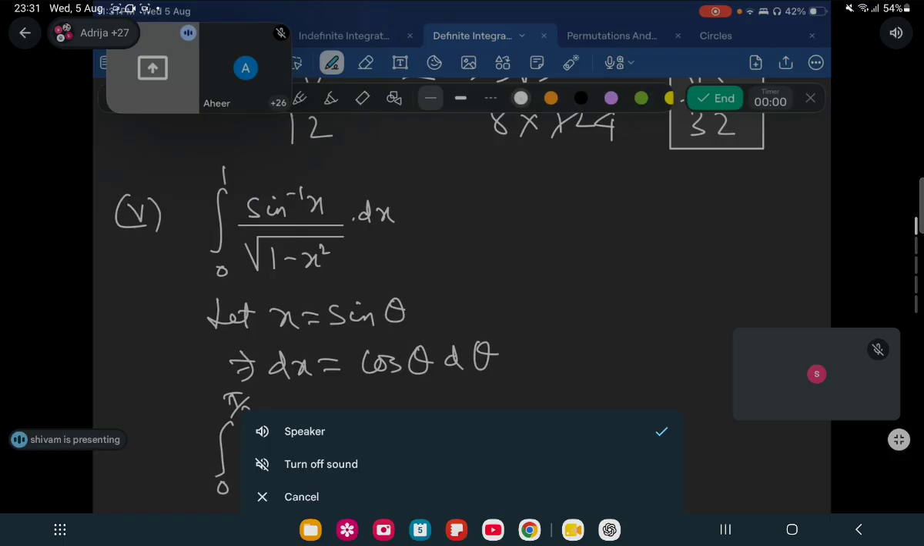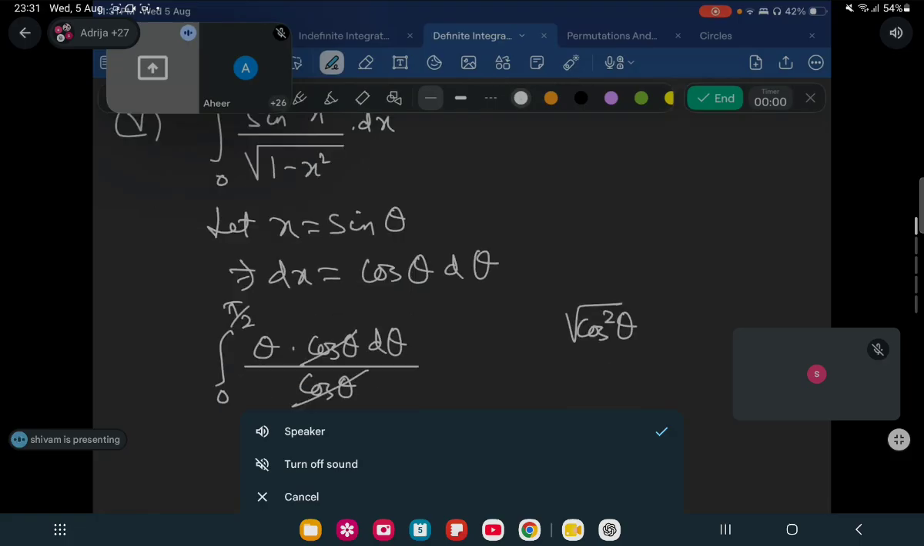Root over 1 minus x square will become root over cos square theta. It will open with a positive sign only because between 0 to pi by 2, cos is positive. Are people getting? If it was something else, it would have become negative. So cos theta gets cancelled. You'll get theta square by 2. We have to substitute from 0 to pi by 2, which will become pi square by 8.